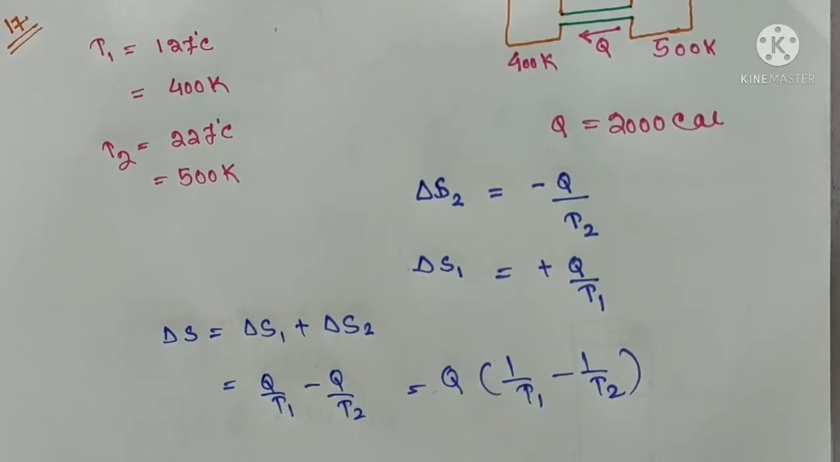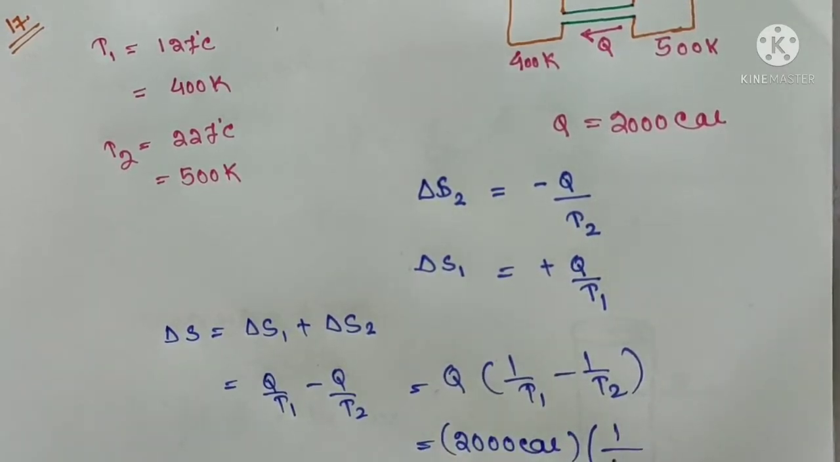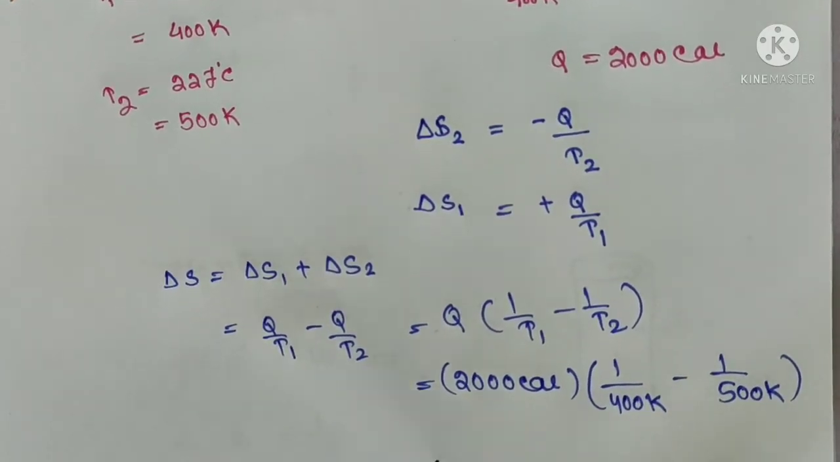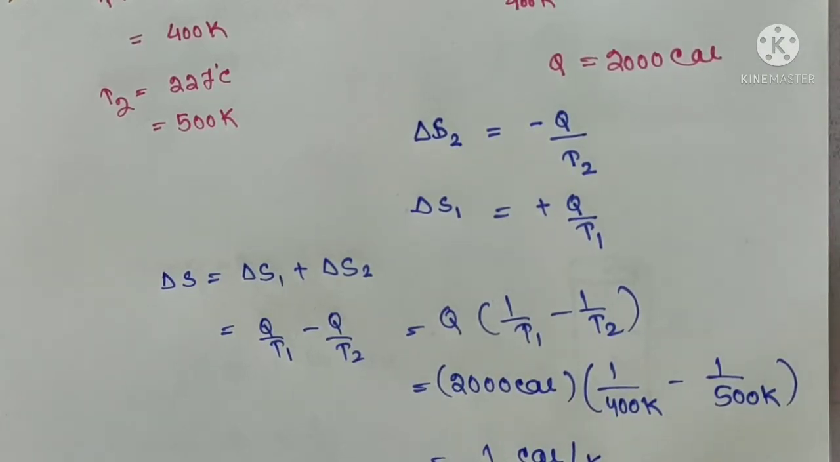or Q times (1 by T1 minus 1 by T2). तो बस अभी ये जो वैल्यू यूज कर लो. So Q 2000 कैलोरी times 1 by 400 Kelvin minus 1 by 500 Kelvin. So this is equals to 1 calorie per Kelvin. So your correct option is option A.